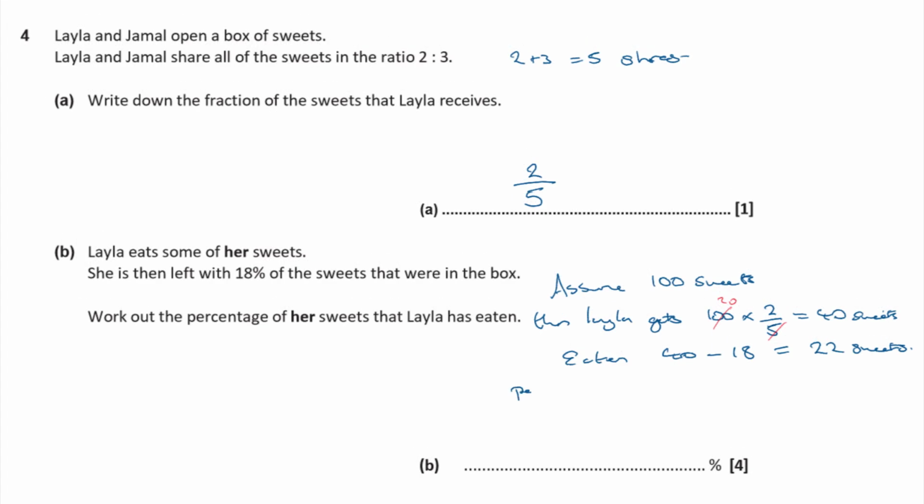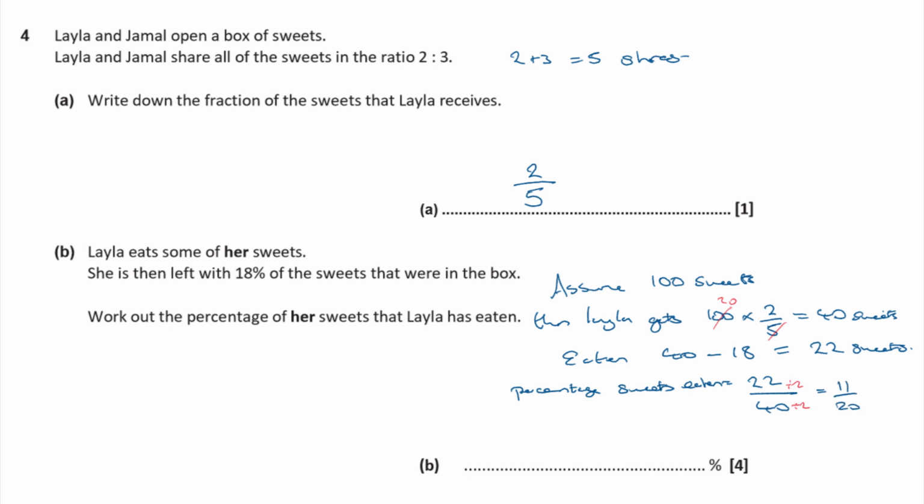So then the percentage of her sweets that she's eaten, that's going to be the 22 sweets that she ate out of the total 40 sweets that she had to start with. Now, what's that as a percentage? If you want to get that into a percentage, we need to get it as a fraction over 100. 40 doesn't immediately go into 100, but if I divide it by 2 first and get it as a fraction over 20, then that's going to be like 11 over 20.